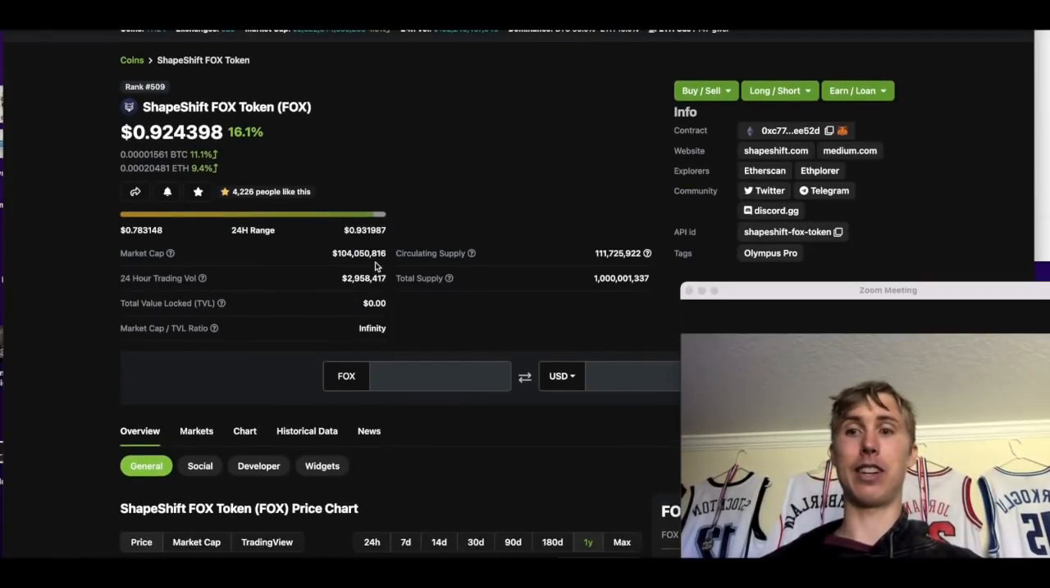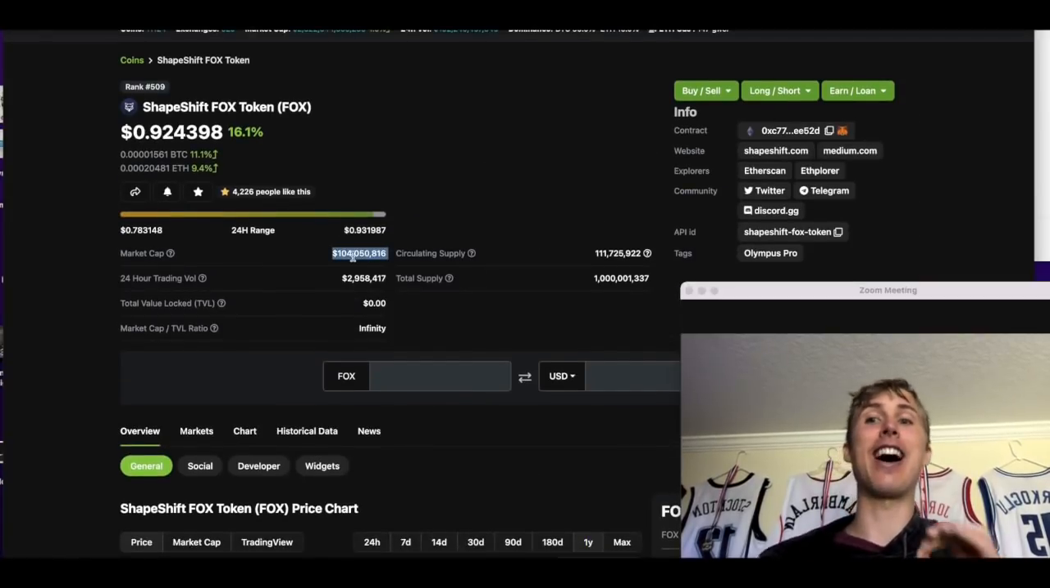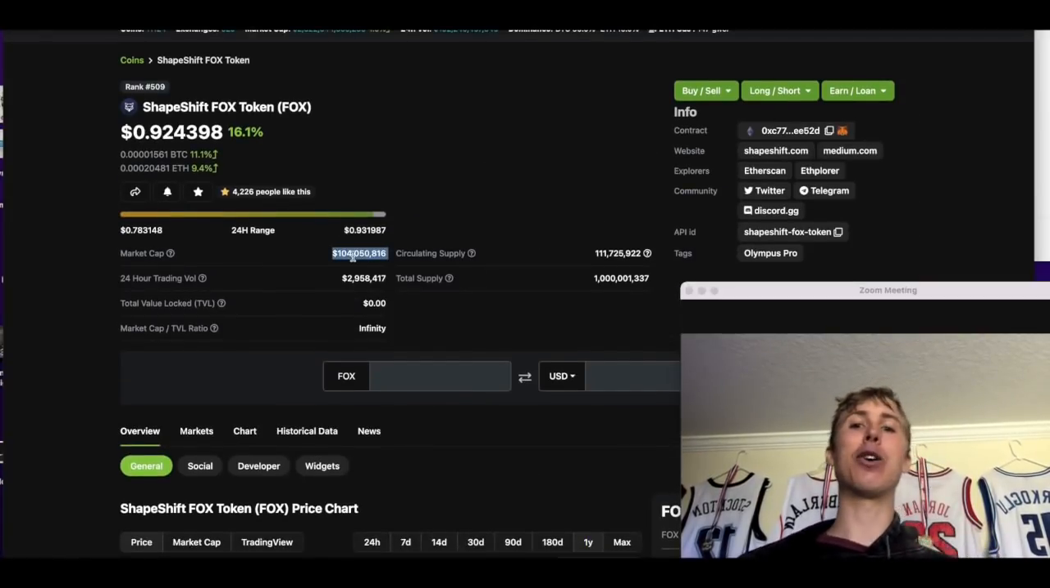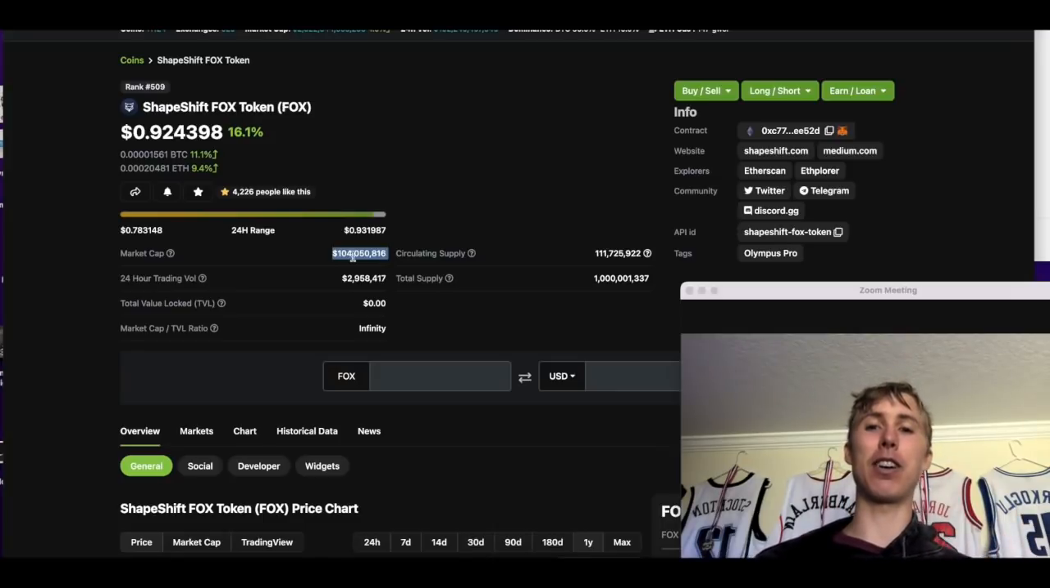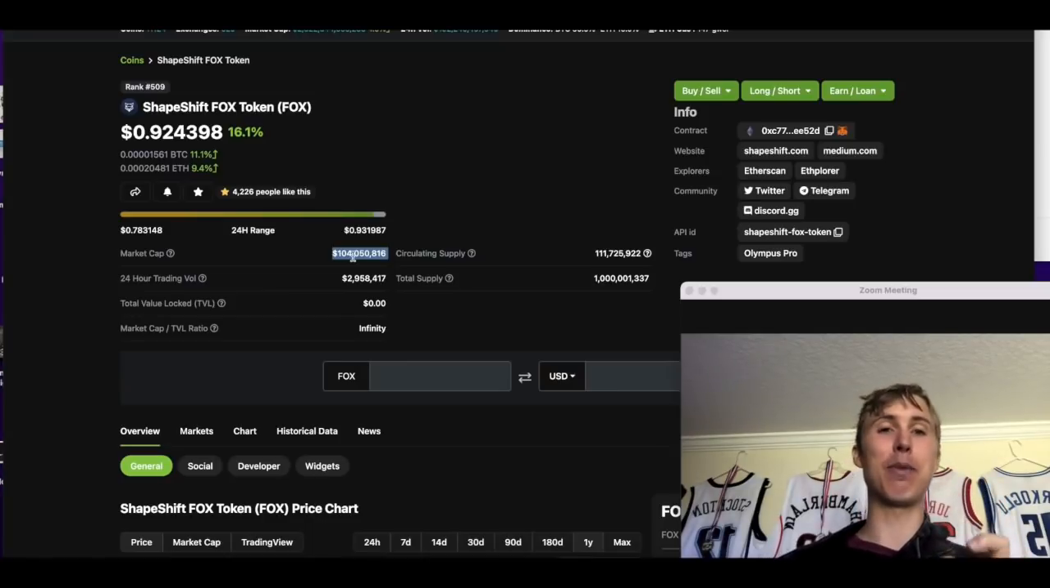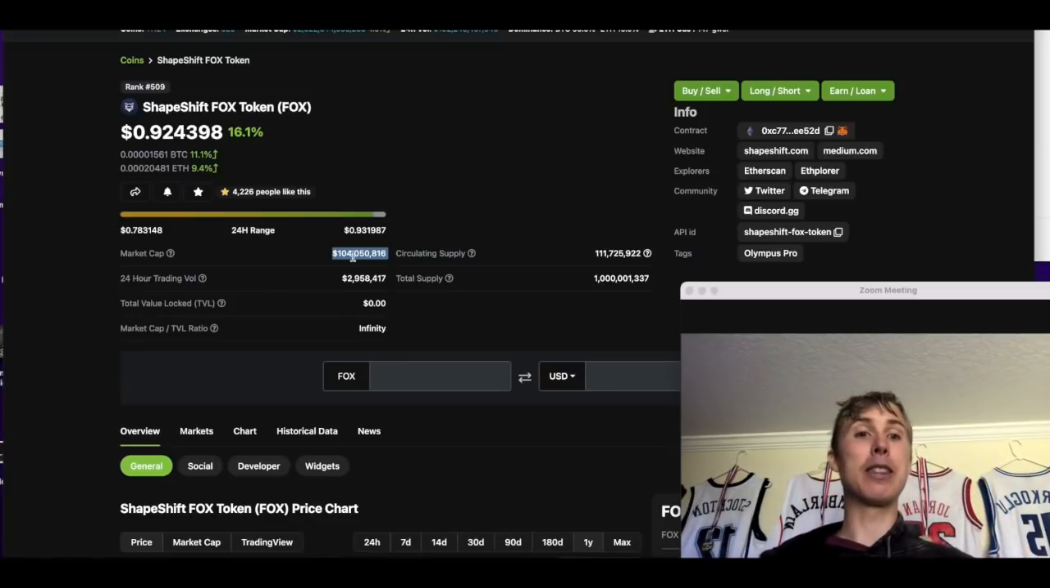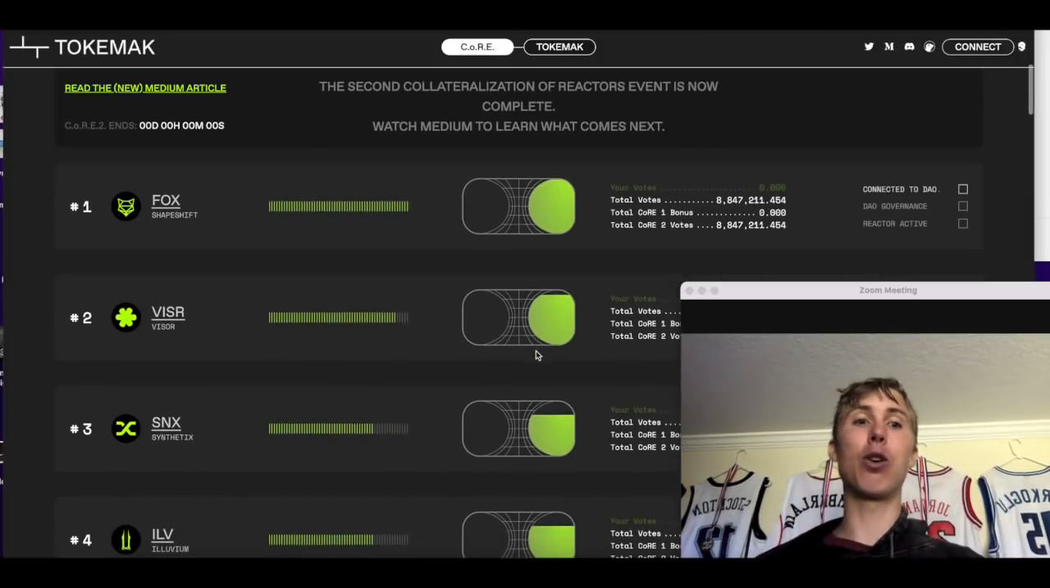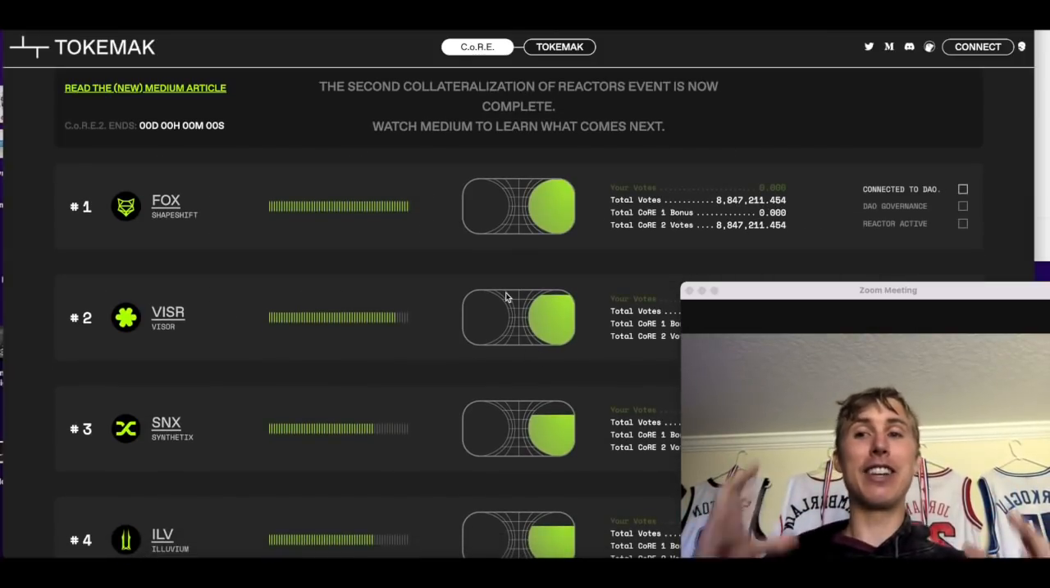Well, no, they didn't. Fox, at the time when they won that reactor, was about a $40 million market cap. Let that sink in. A $40 million market cap. That's how small their market cap was. But this is how strong the community is, guys. They were able to pull together, get some Toke rewards, and win a reactor. That is massive. If that doesn't show you how strong the community is, then I can't help you.